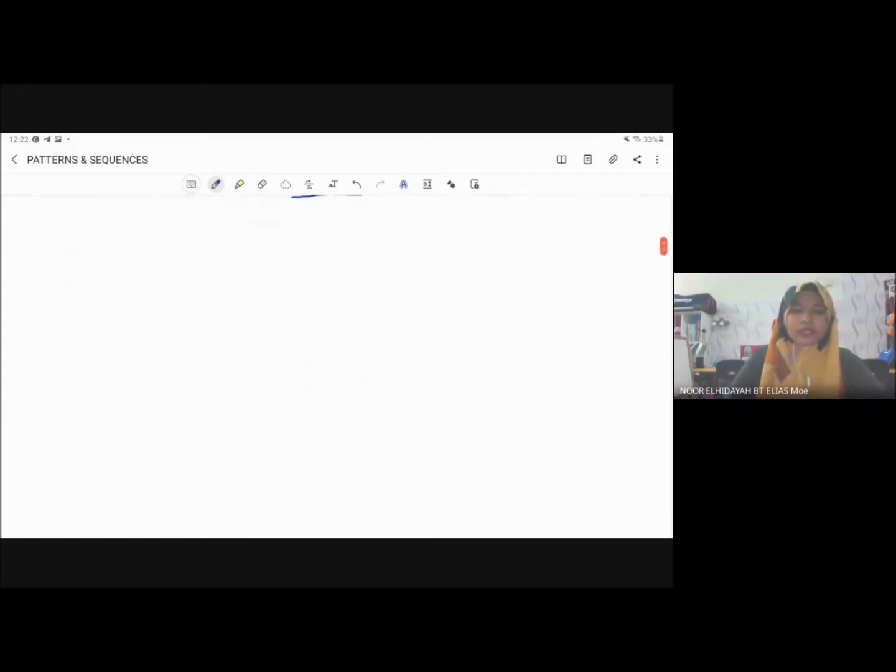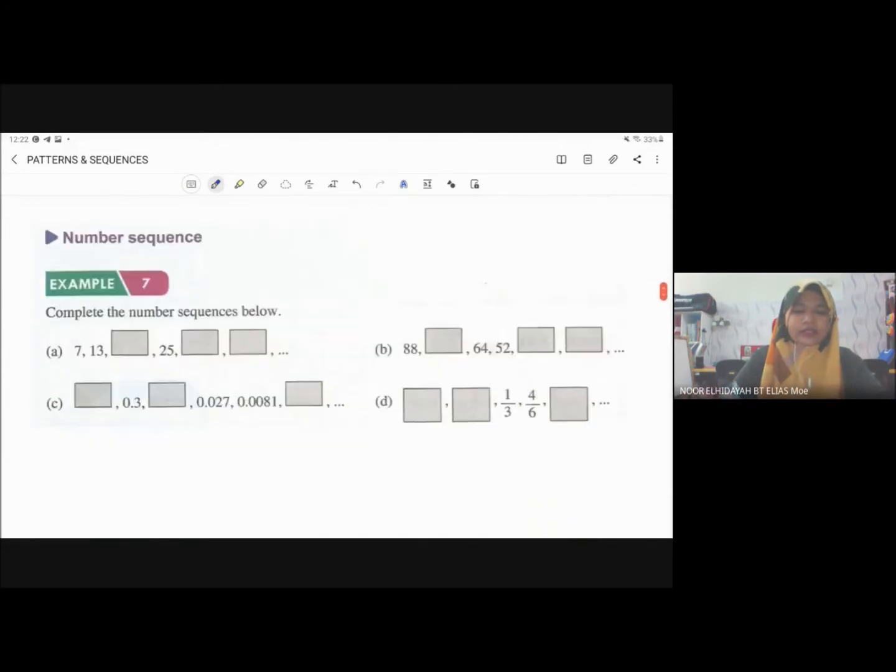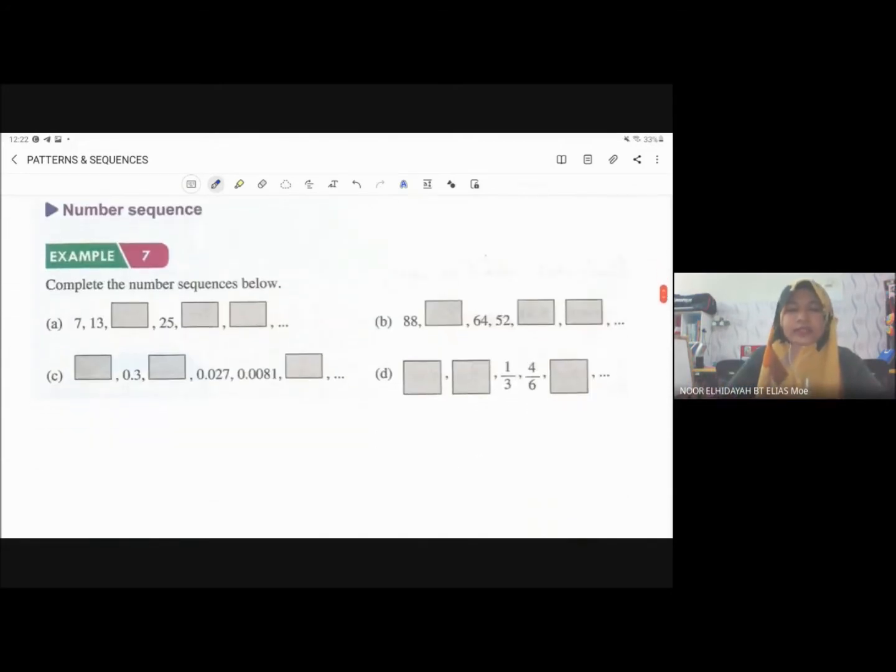Next, kita tengok example 7. You can refer to your textbook, because example yang Cikgu bagi kat sini semuanya daripada textbook, untuk memudahkan awak membuat rujukan. Tadi kita dah tahu what is number sequence. It's a set of number that have patterns. Kalau tak ada pattern, it is not a number sequence.